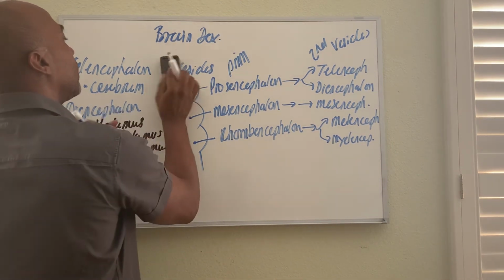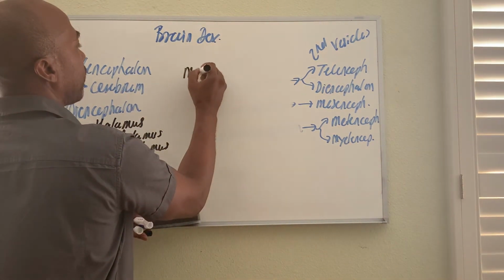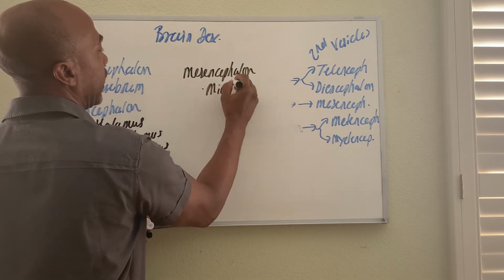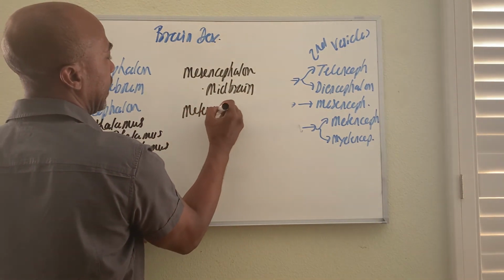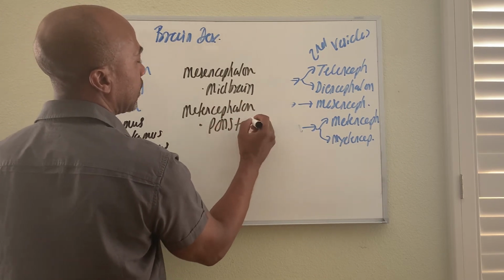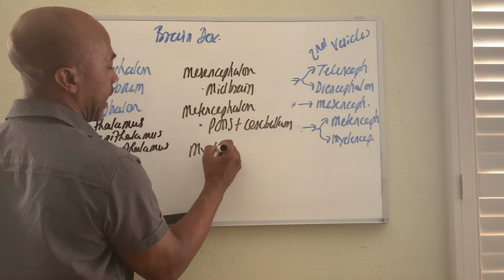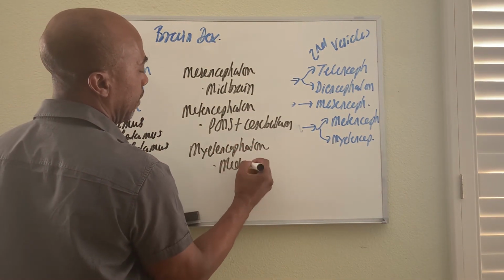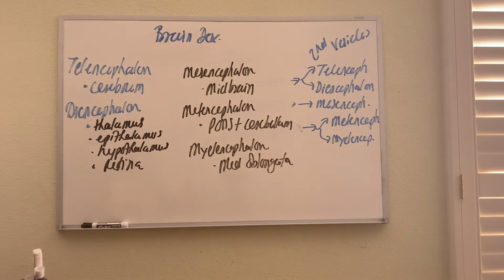And then your mesencephalon forms the midbrain of the brainstem. Your metencephalon forms the pons and the cerebellum. And then your myelencephalon forms the medulla oblongata. And the rest of the neural tube will then form the spinal cord.